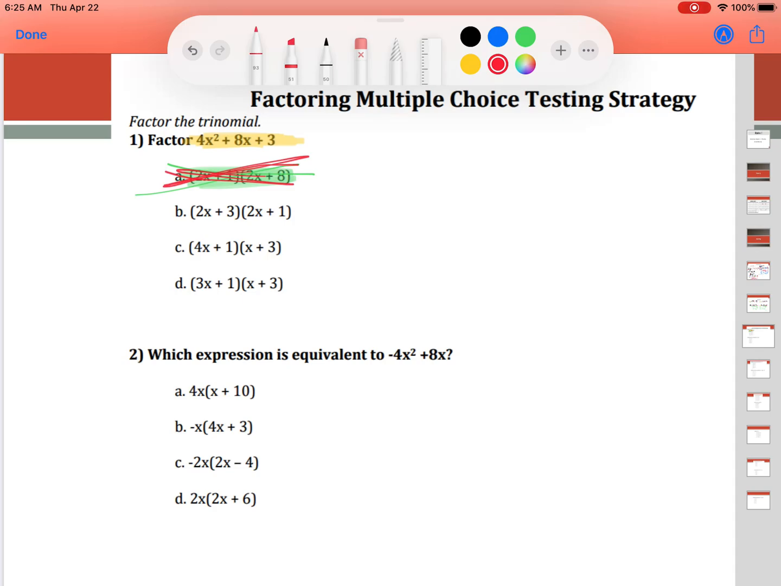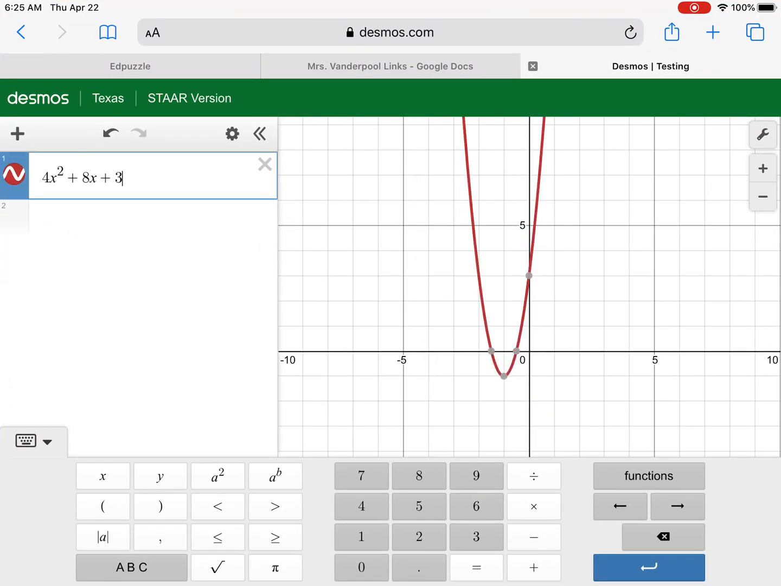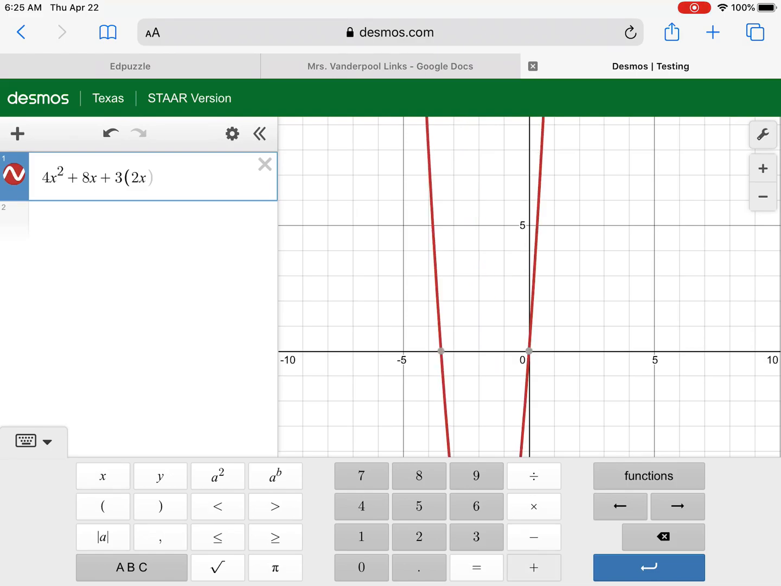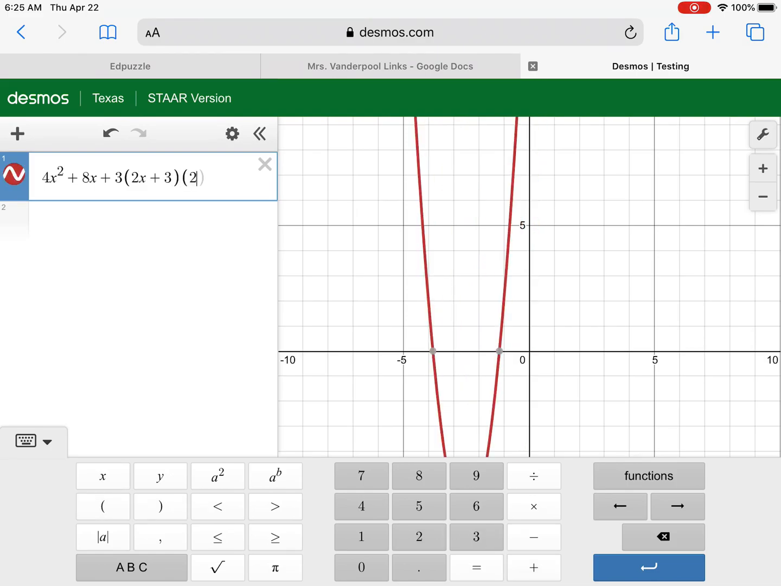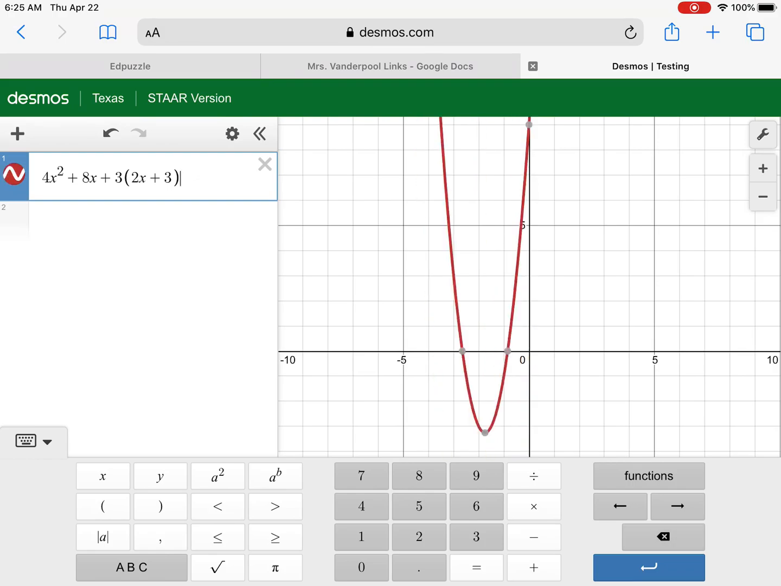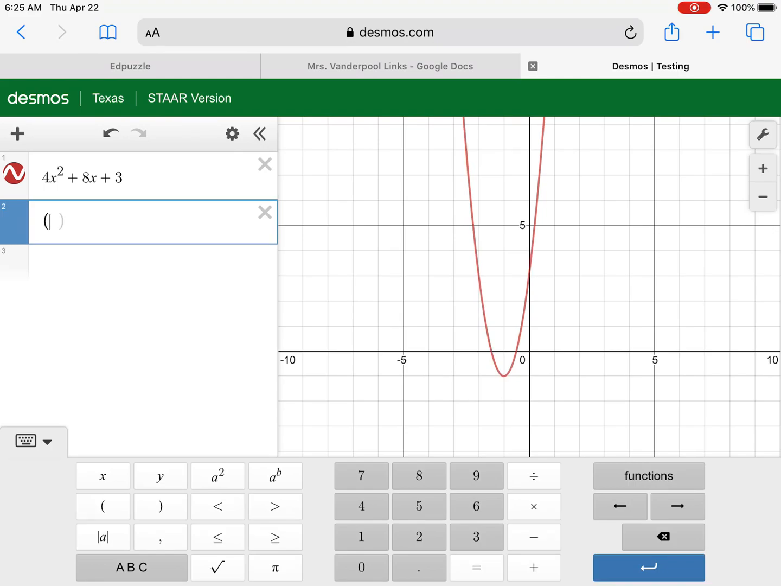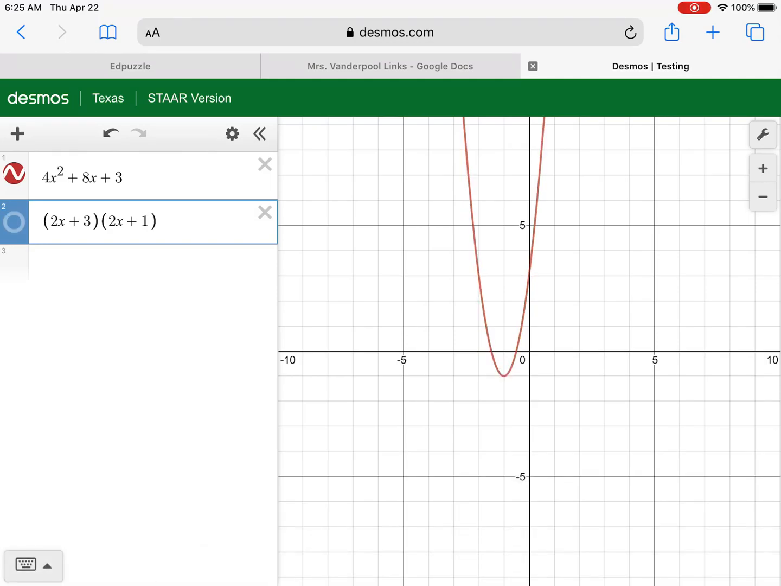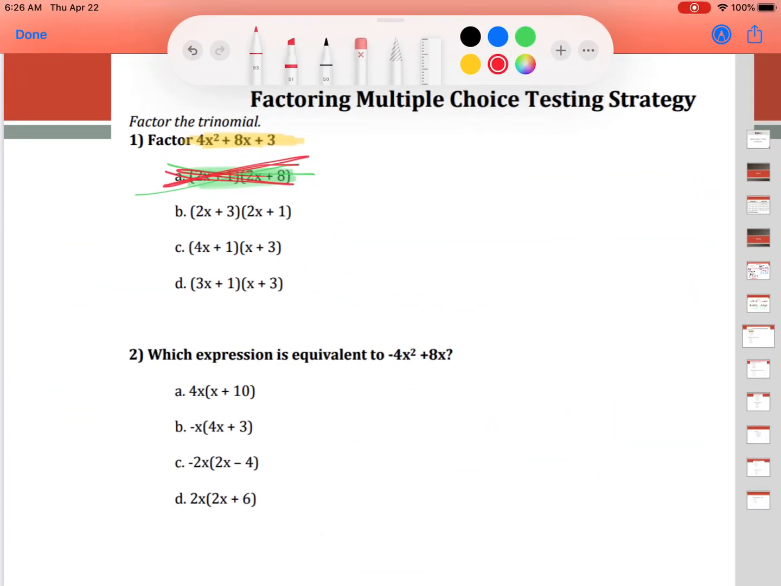So I try B, 2x plus 3, 2x plus 1. Whoops, not like that, sorry. And the new one, 2x plus 3, 2x plus 1. There you go. The green one is right on top of the red one, so therefore the correct answer has to be B. So easy.